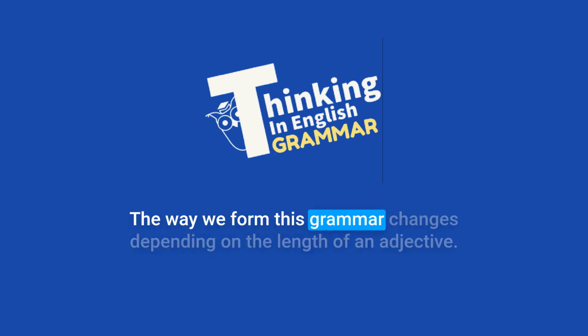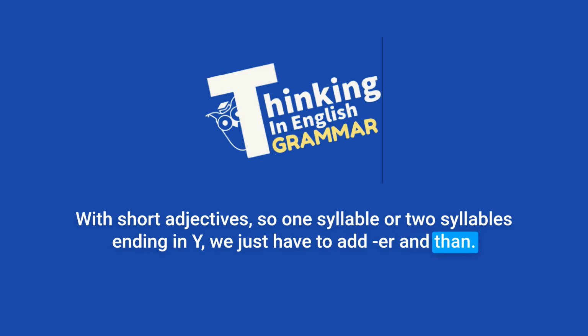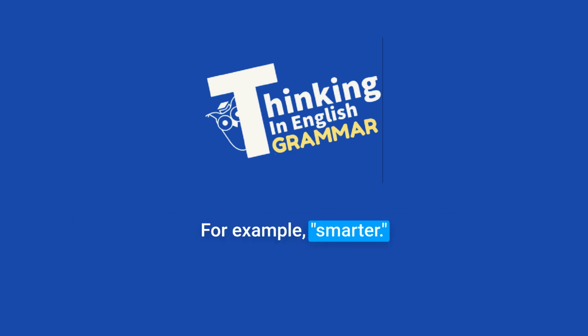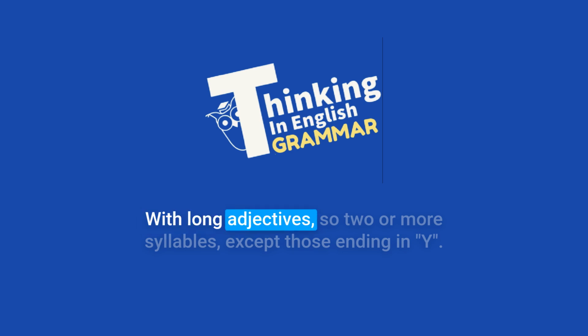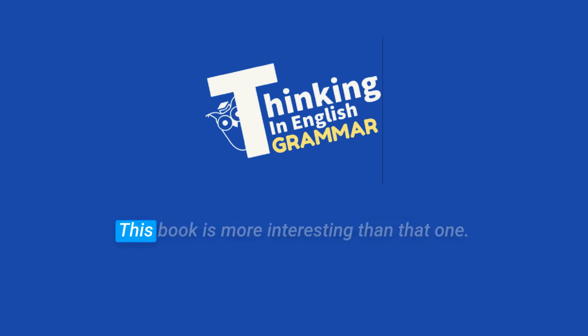The way we form this grammar changes depending on the length of an adjective. With short adjectives, so one syllable or two syllables ending in Y, we just have to add er and than. For example, smarter. She is smarter than her brother. With long adjectives, so two or more syllables, except those ending in Y, we use more adjective than. More interesting. This book is more interesting than that one.